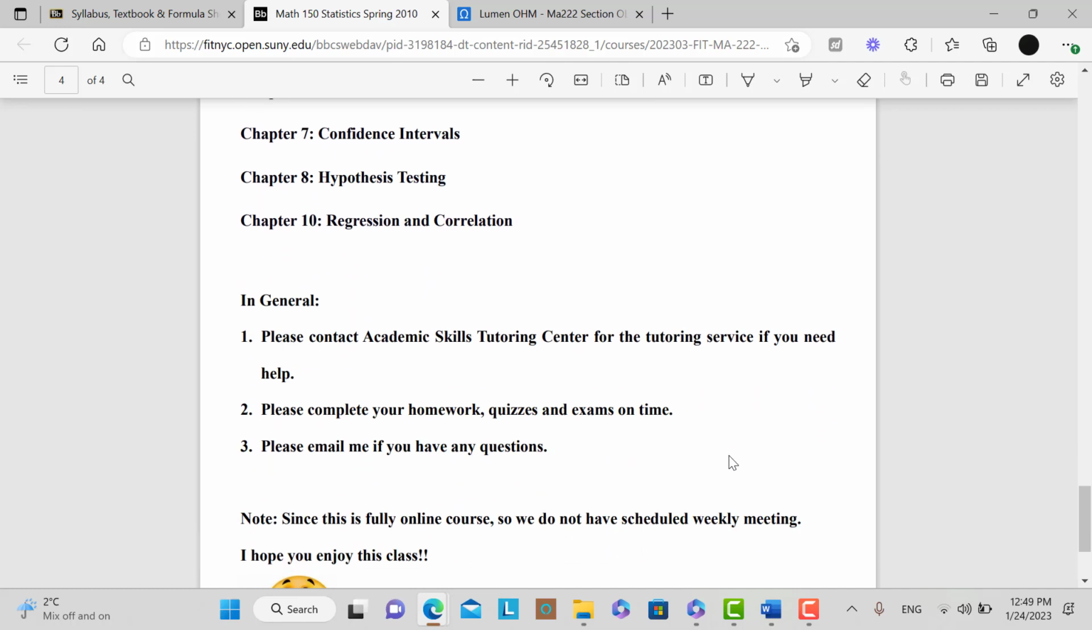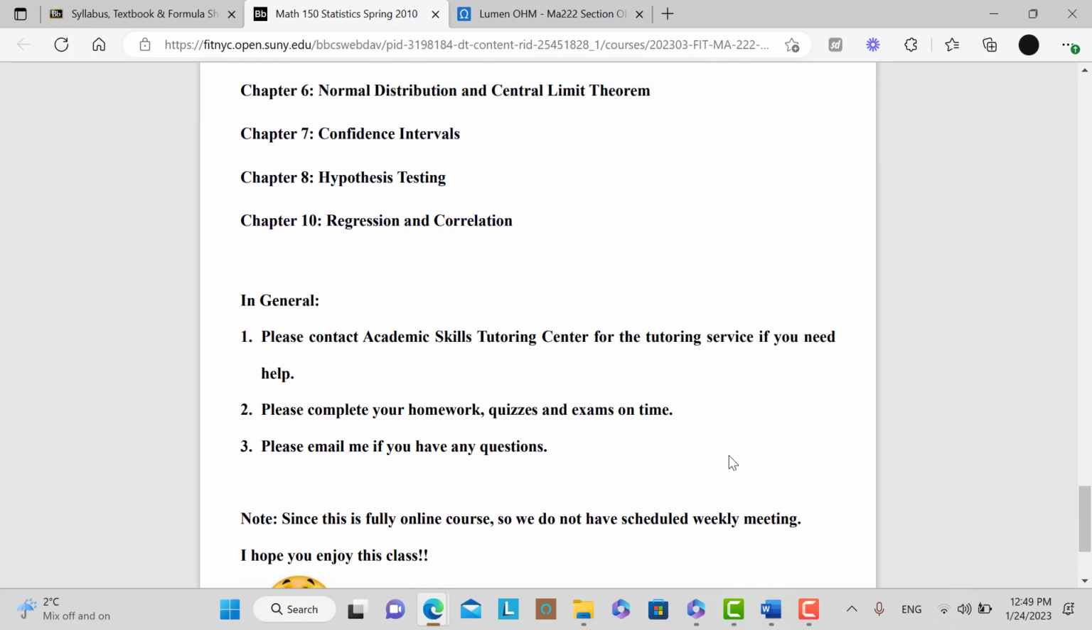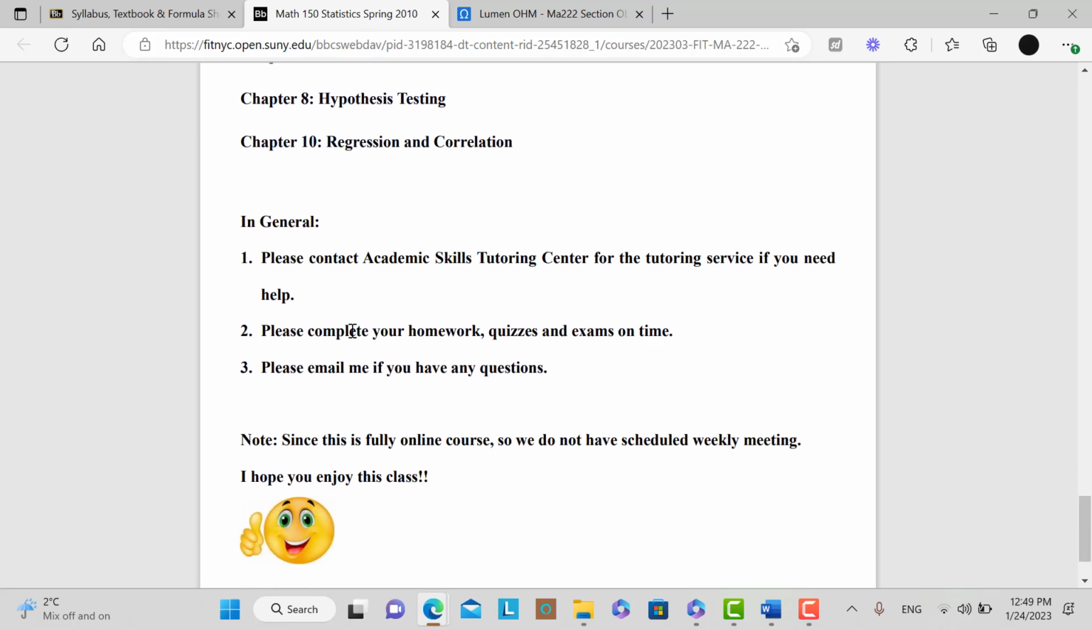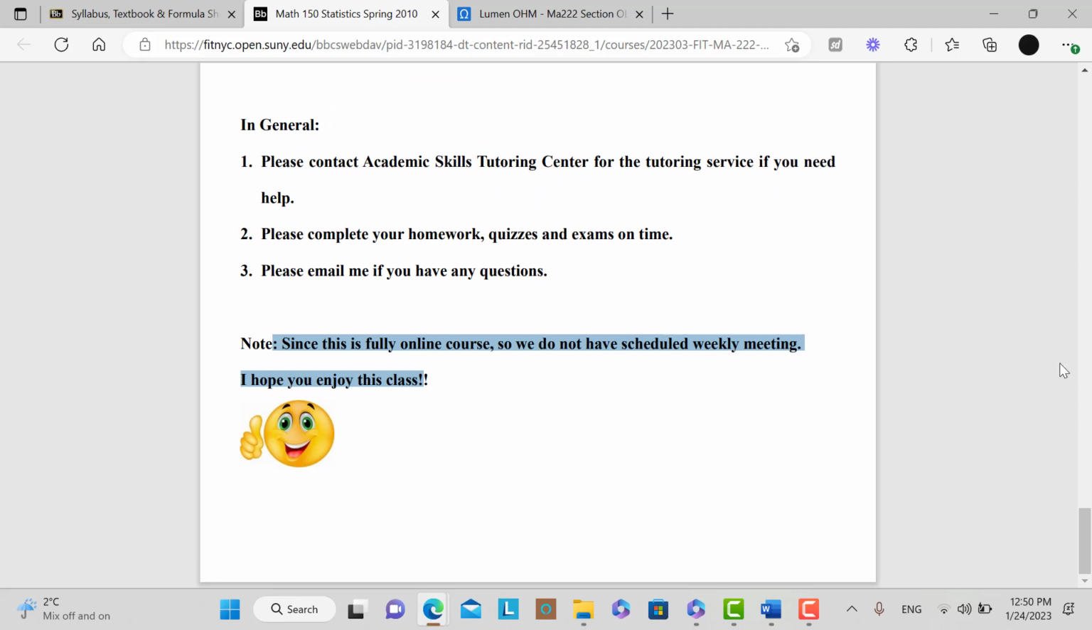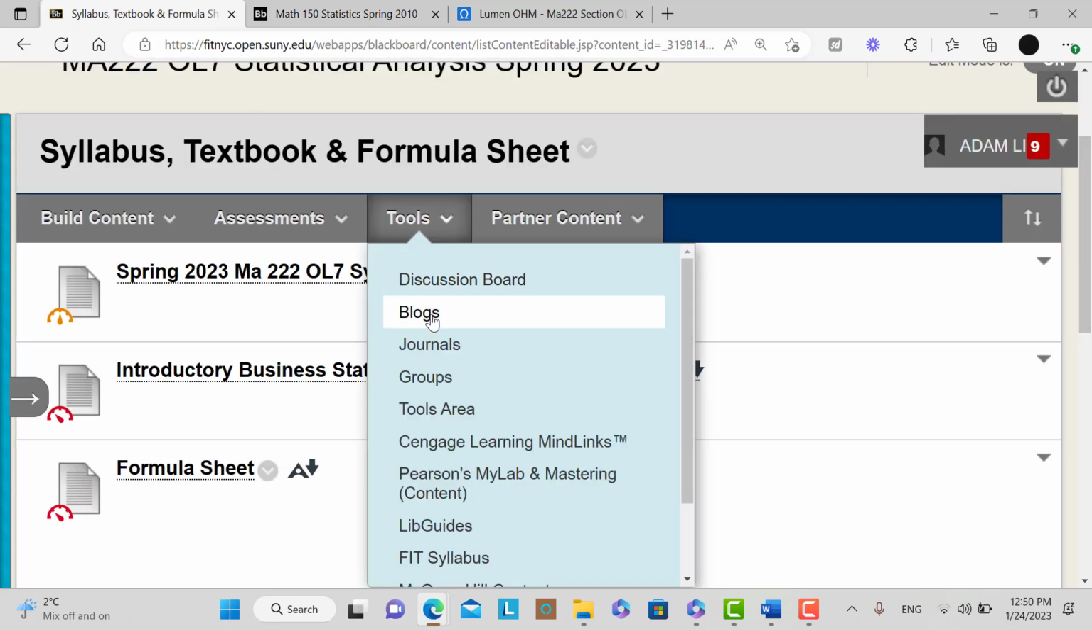So in general, if you need some extra help, you can contact the Academic Skills Tutoring Center, and they provide a tutoring service for you. Also, please complete your homework, quizzes, exams on time, and also email me if you have any questions throughout the semester. Again, since it's a fully online course, we do not have a scheduled weekly meeting. And also, I hope you guys enjoy this course.